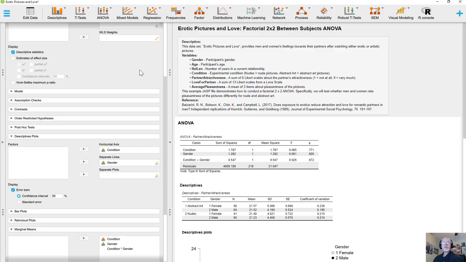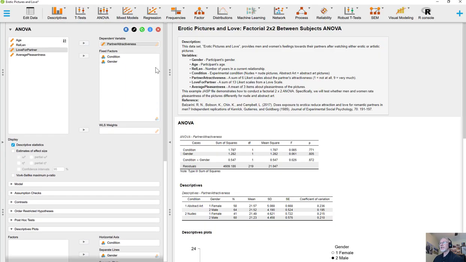So that's the two-factor analysis of variance, and that's how it maps on to our classroom taught structure.